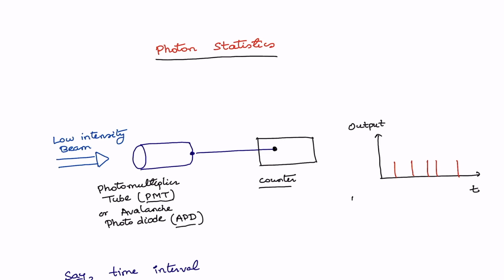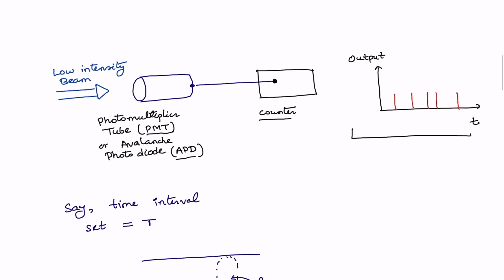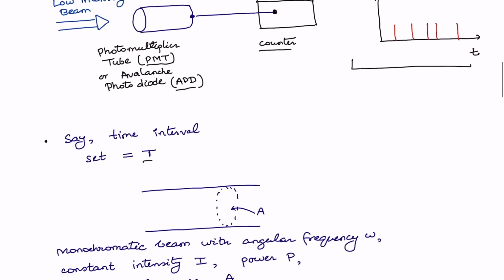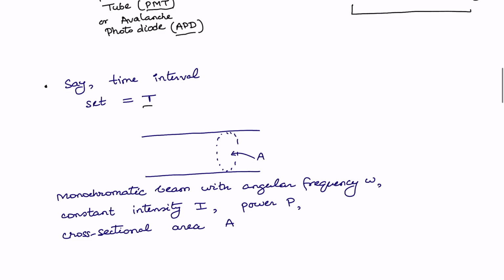So here in the output, you see these spikes. This represents the voltage; these spikes are the counts. Now let's say the time interval that is set by the experimenter is capital T, and for simplicity let us consider the detection of a perfectly monochromatic beam of light which has an angular frequency omega and a constant intensity I, it has a power P, and the cross-sectional area of the beam is A.